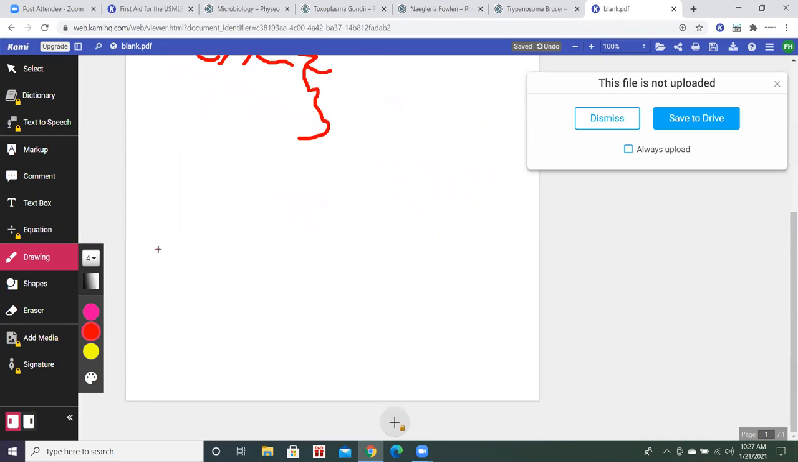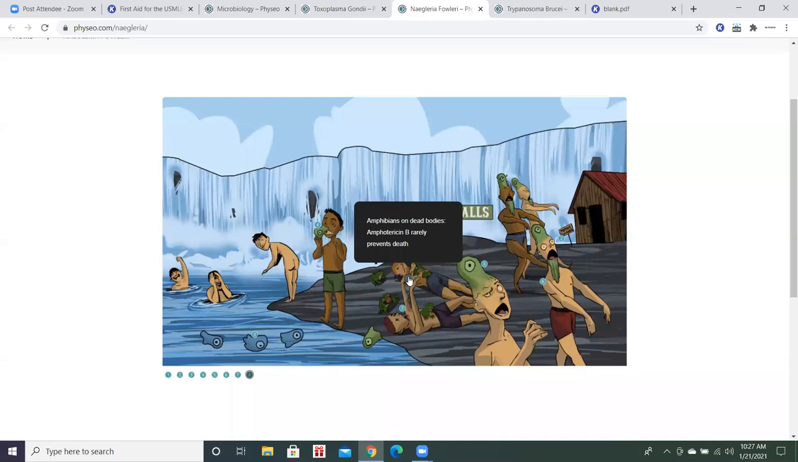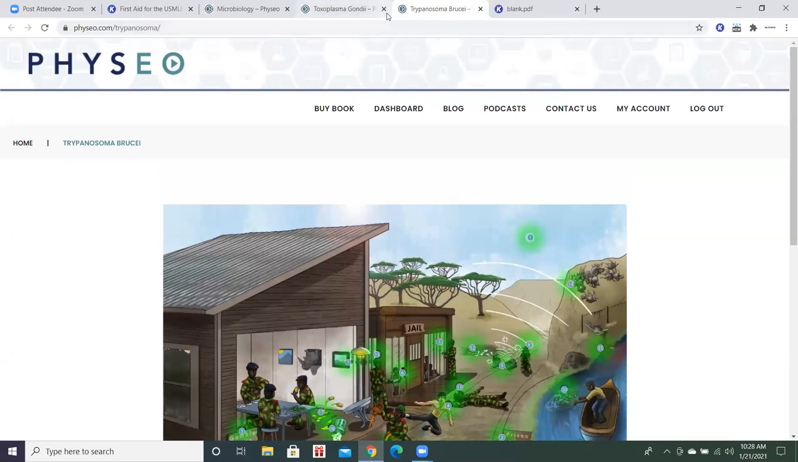Next one is trypanosomiasis, Trypanosoma brucei. Let's look at the picture for Naegleria. This is the picture for Naegleria, swimming in fresh water. Dead victims, right? And amphibians, as you can see over here, amphibians on dead bodies, meaning that the frogs are the amphibians, and amphibians on dead bodies are basically amphotericin B. So that's that. Okay, now trypanosoma.